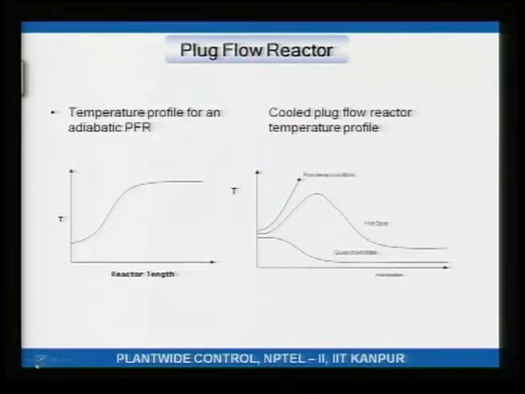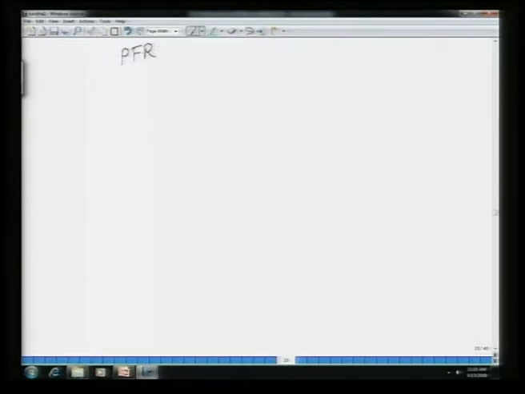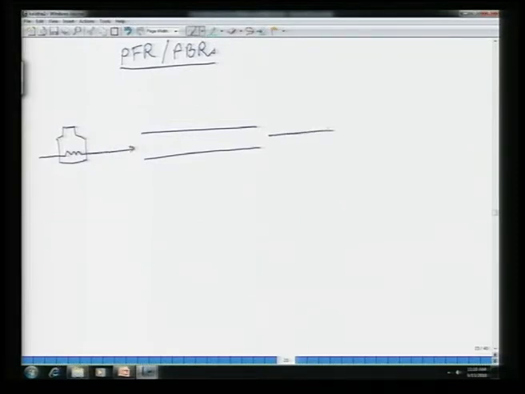So, plug flow reactors or PFRs, and PBRs. Let us say here is a tube, and this is the furnace, and of course you cool it off. So, reactants in. The furnace is burning fuel, and of course, there is air that goes in ratio with the fuel. So, some fuel air mixture, fuel plus air. The furnace is burning the fuel.